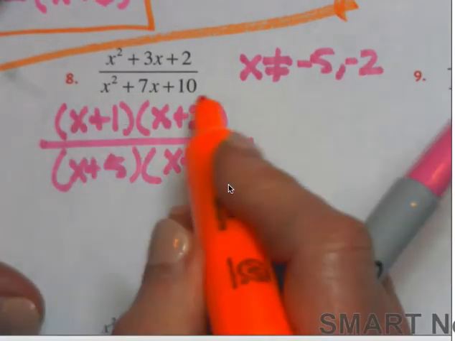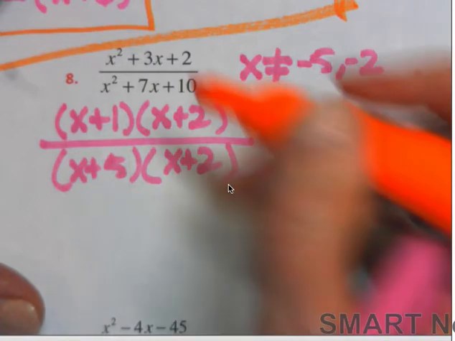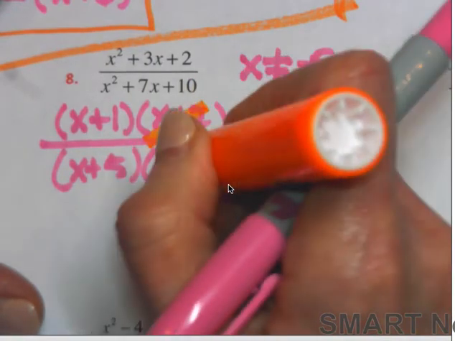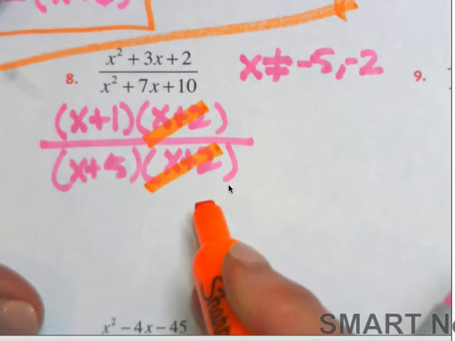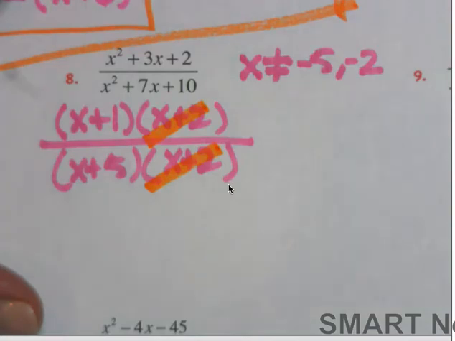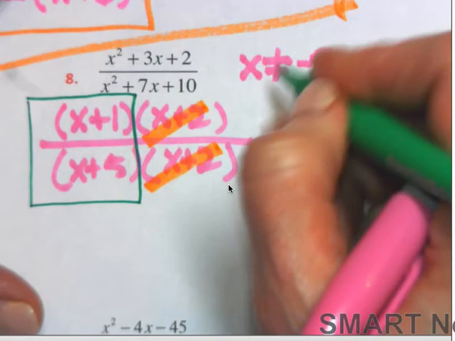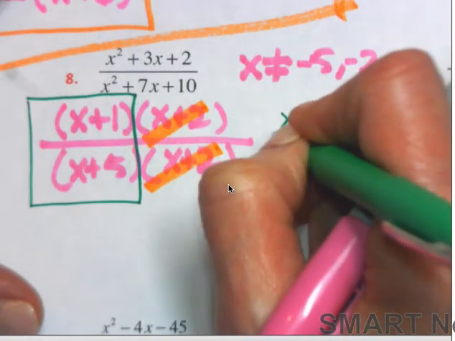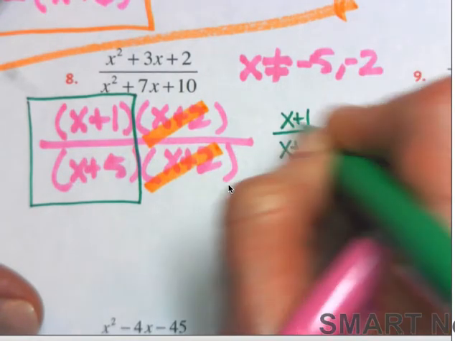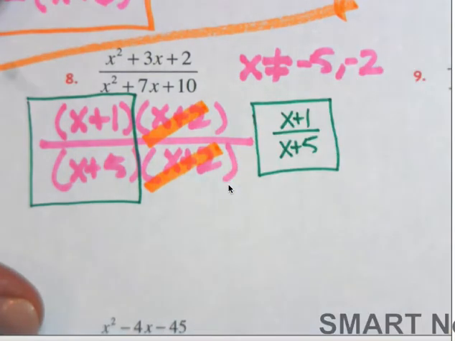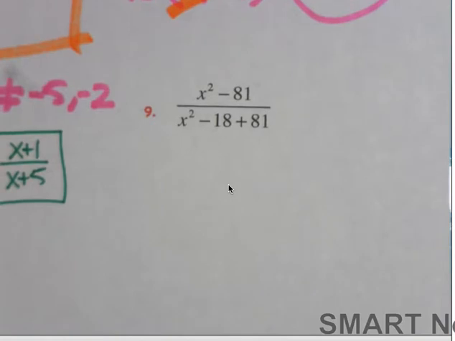So I've factored, I've listed my excluded values, and I now see that I've got x plus 2, common binomials to both pieces, and my simplified answer would just be the two binomials that remain, and you could express your answer as x plus 1 over x plus 5. That would be the simplified expression for number 8. Let's look at number 9.